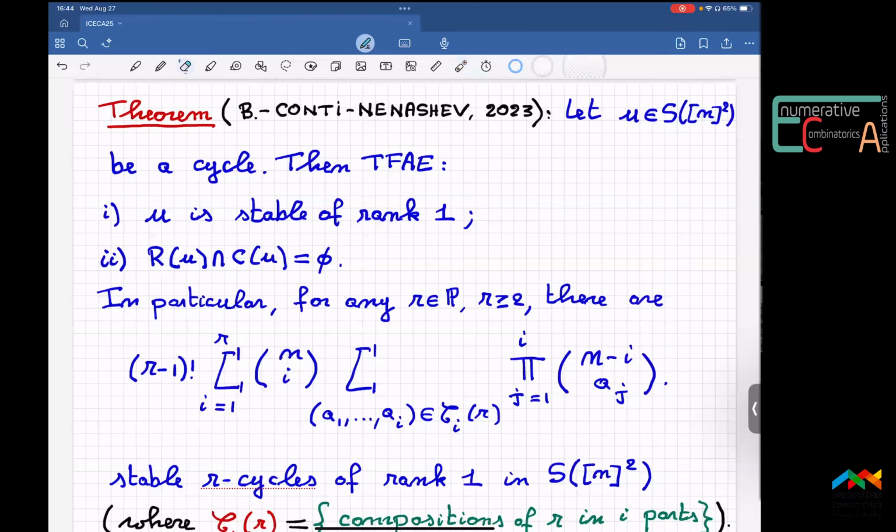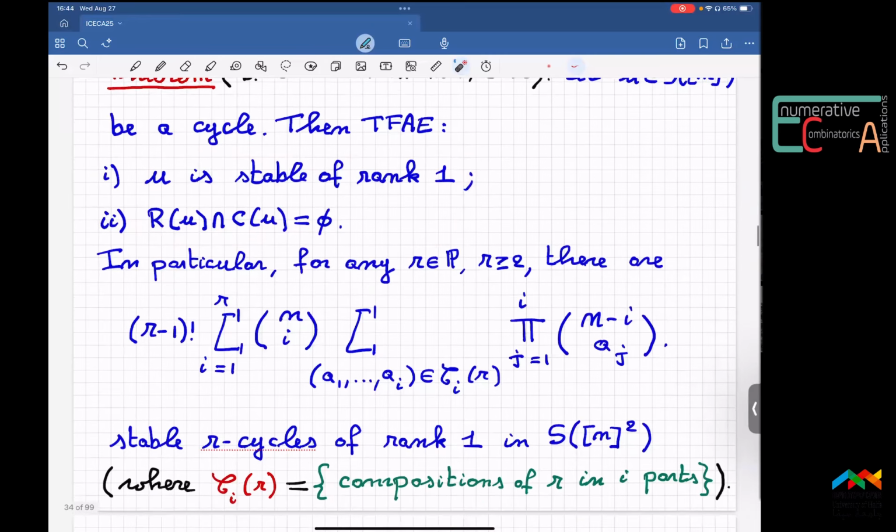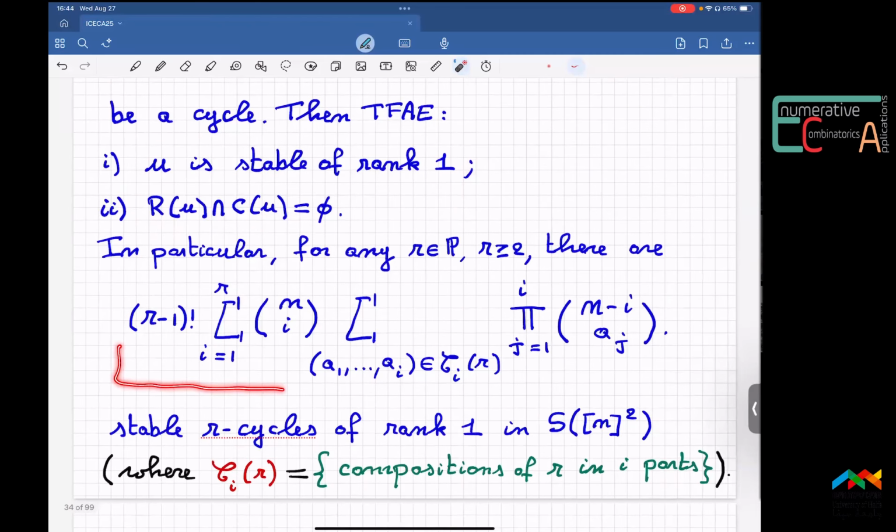And this also enables you to count these permutations. You can do it, and you get this formula. Here, you fix an r, and you're counting the stable r-cycles of rank 1 in S_{n²}. If you want all of them, you just sum over r. And here, C_i(r) is the compositions of r into i parts.